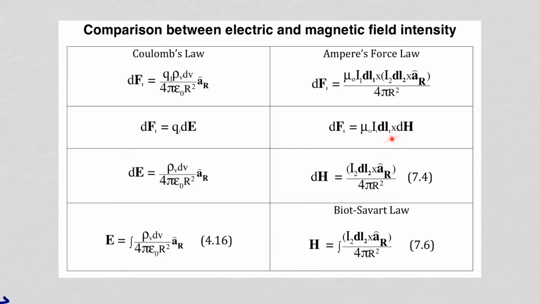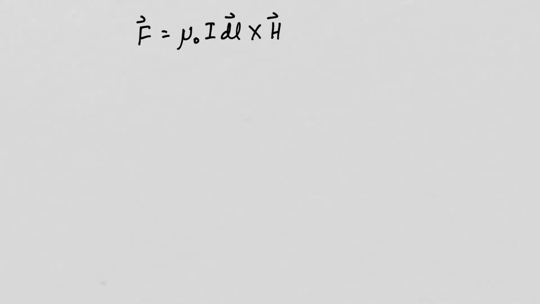Here is the equation we had for the force on a differential current element in a magnetic field. Here I've rewritten this force on a current element IDL in a magnetic field H. Ampere had to deduce this equation by looking at the forces between current-carrying wires.